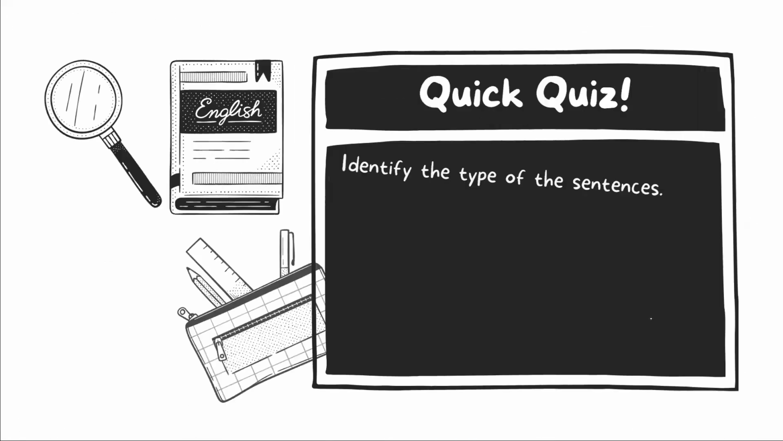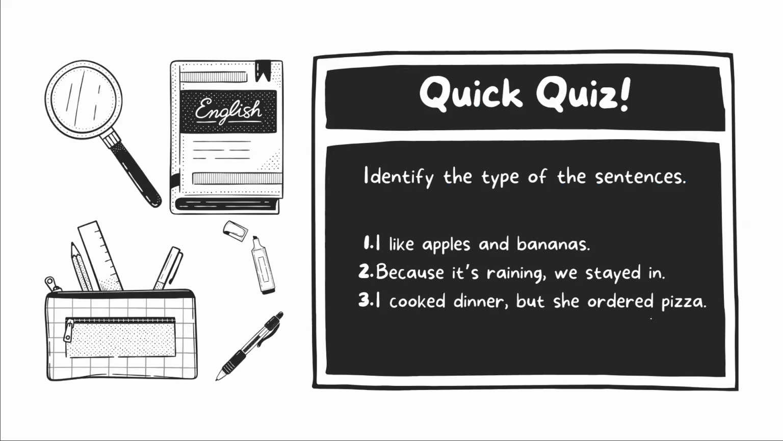Okay, quiz time. Pop quiz, no pressure. Tell me in the comments, what type of sentence is each one? I like apples and bananas. Because it's raining, we stayed inside. I cooked dinner, but she ordered pizza. Well, take your time, pause the video, and take a guess.